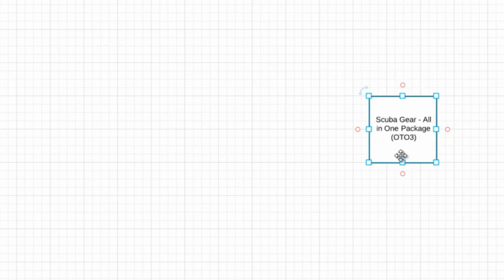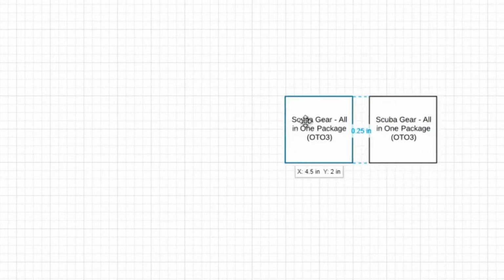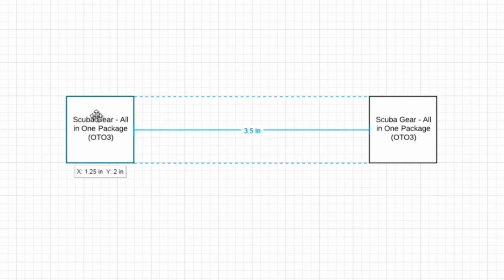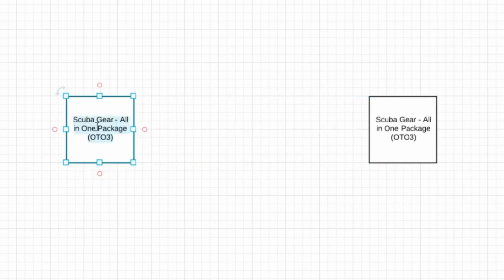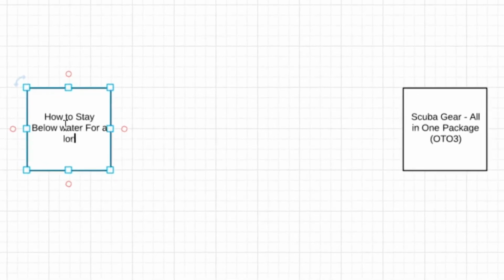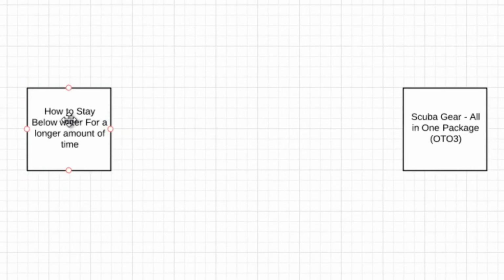So if that's the unique selling proposition of your product, then maybe down the line here, you could have a lead magnet that talks about something like how to stay below water for a longer amount of time. We haven't really figured out, is that going to be our lead magnet? Is that going to be our front end offer or anything like that?